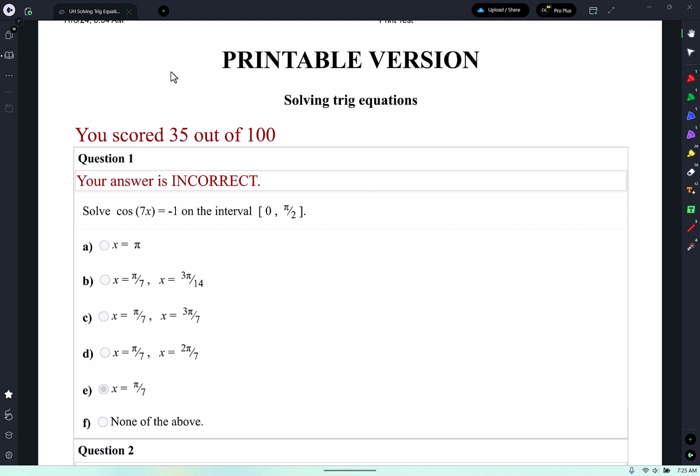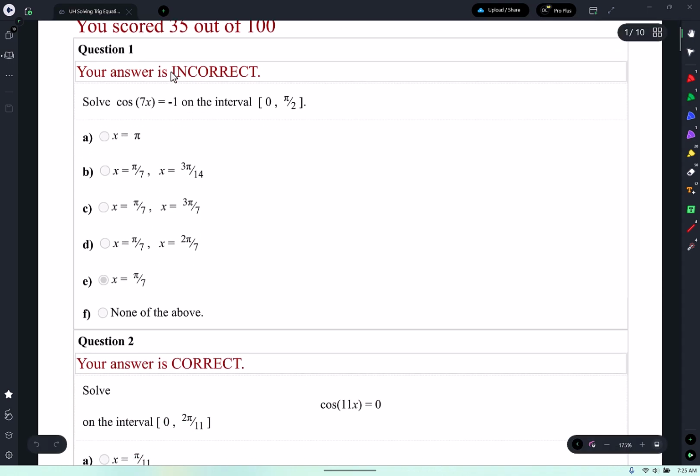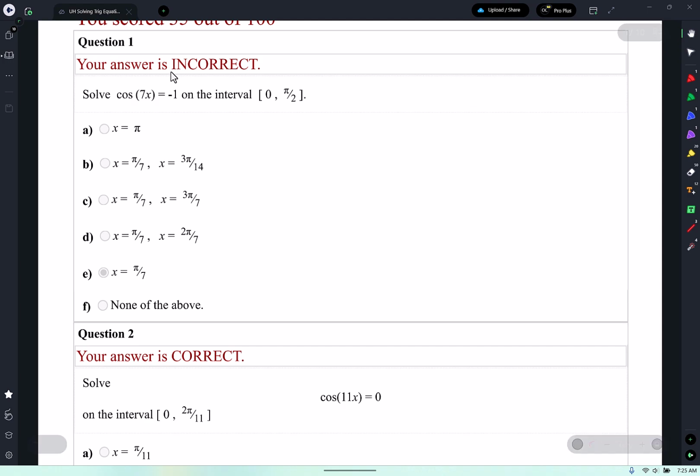Here we go. Let's take care of these solving trig equations. This is your next quiz. The first question says cosine 7x equals -1, and they want all the answers between 0 and pi over 2. So my first move is to just write the expression cosine 7x equals -1.